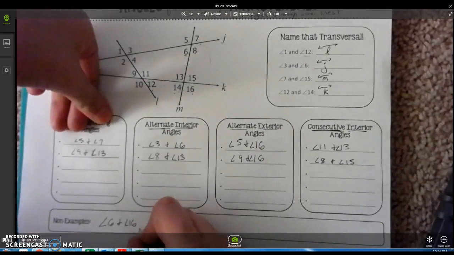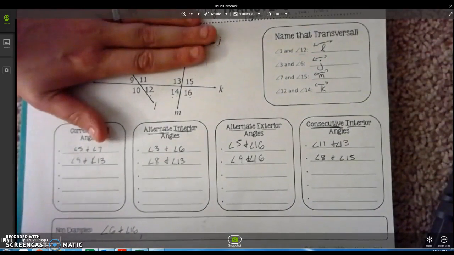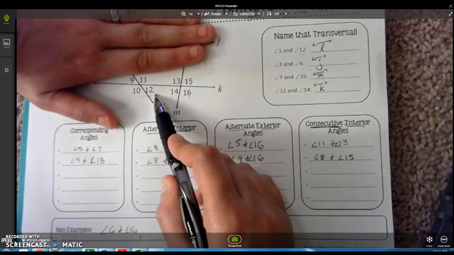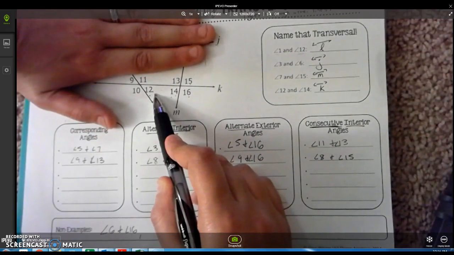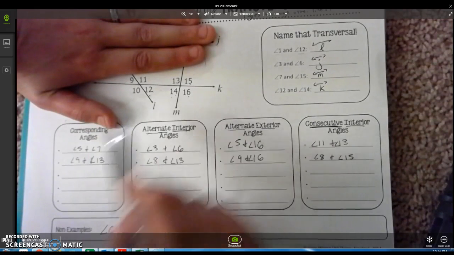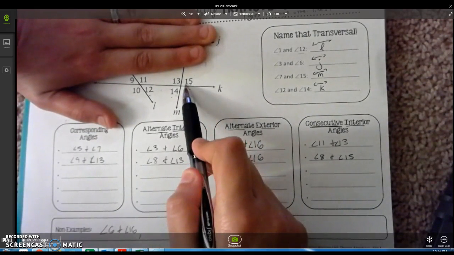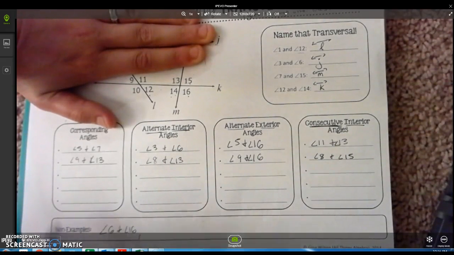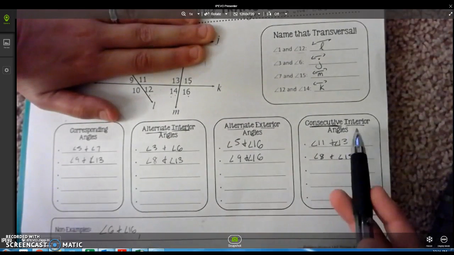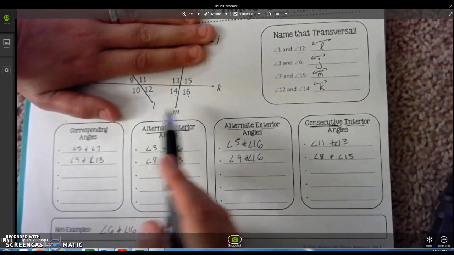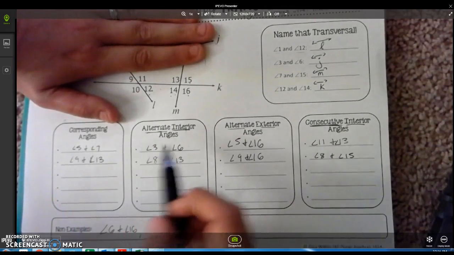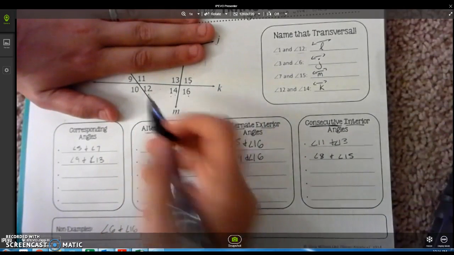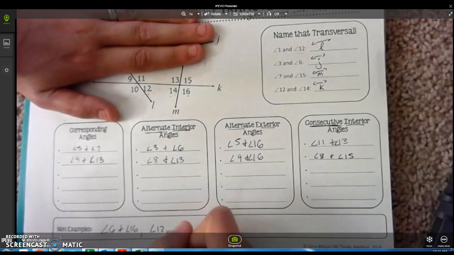I'll give you one more non-example. Let's go this way this time. And let's do 15 and 12. Alright, 15 is on the outside, 12 is on the inside. So it can't be interior, exterior, interior because they're in the opposite places. The only thing it could be is corresponding, right? And then this is not on the same side as 12. This is on top, this is on bottom, so they definitely do not match.